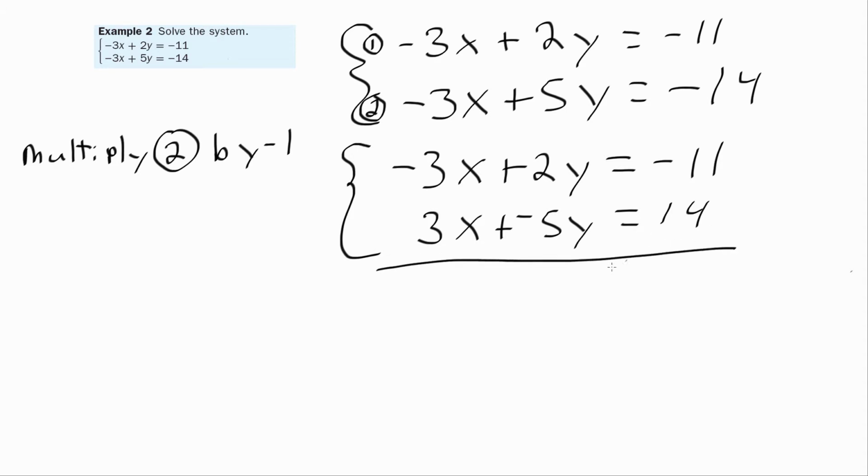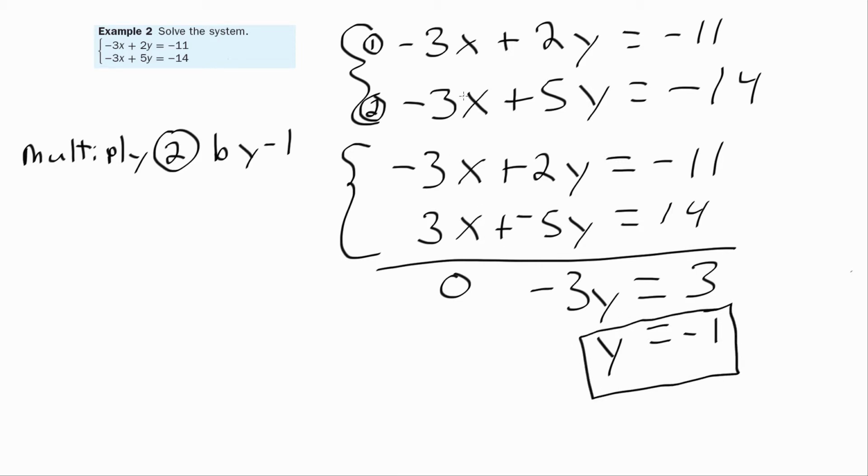Now I can add the two equations together. I get 0 here, negative 3x plus 3x. I get a negative 3y equals 3. So y equals 3 divided by a negative 3 equals a negative 1.